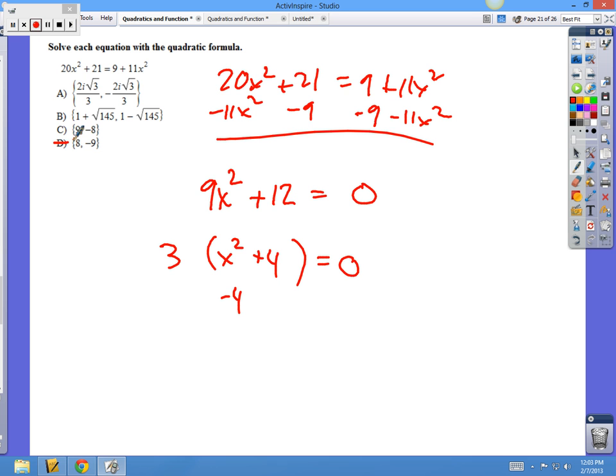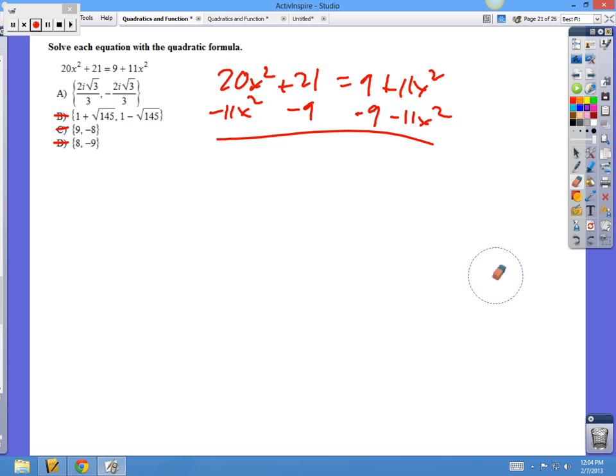You can eliminate D, C, and B. Why can you eliminate D, C, and B? Because the only way for x squared to equal a minus 4, what kind of number does x have to be? It has to be imaginary. So you're getting the impression maybe that this has to be imaginary, and the only one with imaginary answers is A. So let's maybe go back.